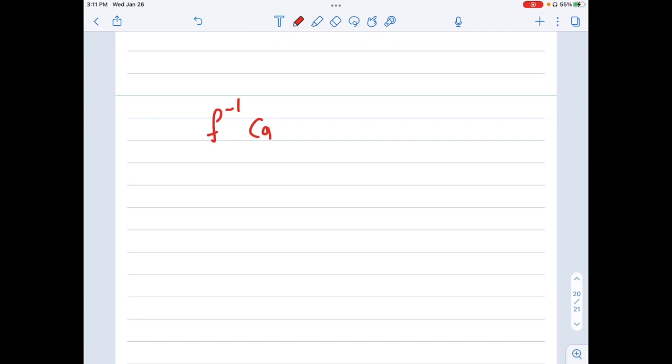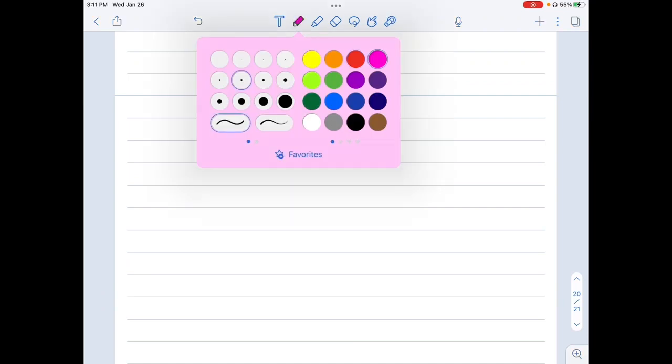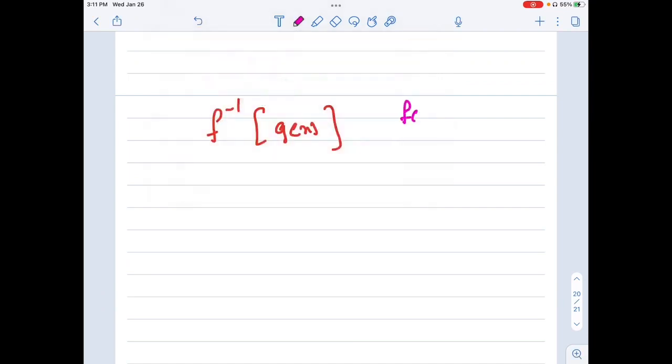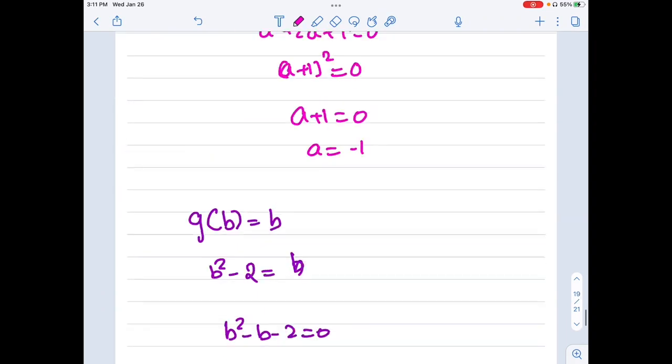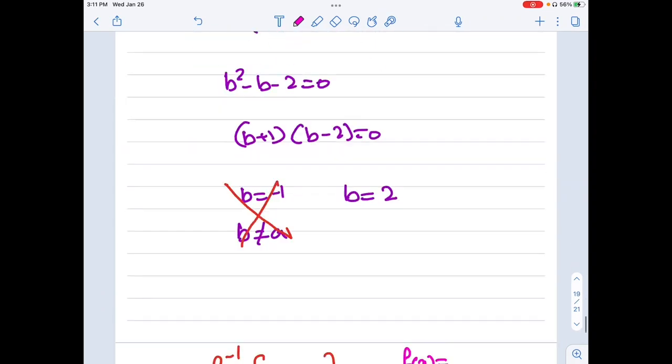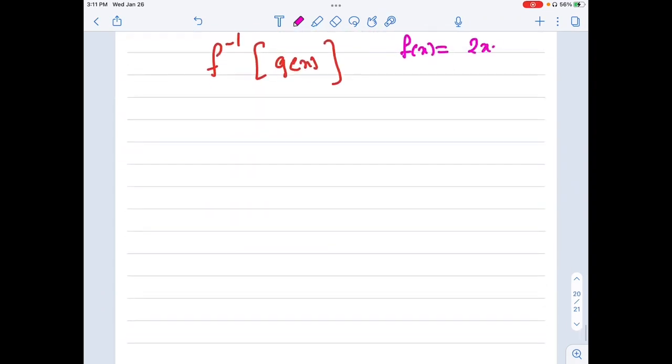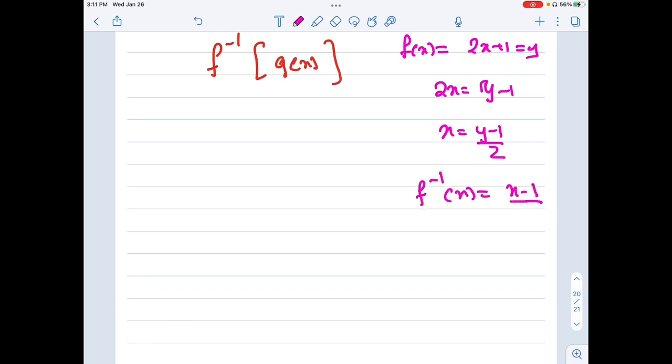F inverse of g of x. Now first of all we have to find what is f inverse of x. F of x is equal to 2x plus 1. So 2x plus 1, I equate to y. So 2x is equal to y minus 1. X is equal to y minus 1 upon 2. So f inverse of x will be equal to x minus 1 upon 2.